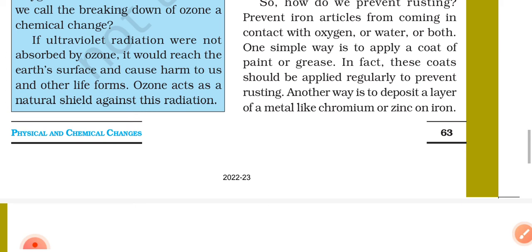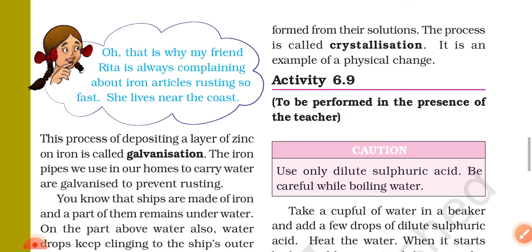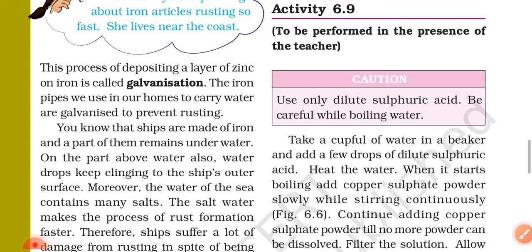Another way is to deposit a layer of material like chromium or zinc on iron. Oh, that is why my friend Rita is always complaining about iron articles rusting so fast. She lives near the coast. This process of depositing a layer of zinc on iron is called galvanization. The iron pipes we use in our homes to carry water are galvanized to prevent rusting.